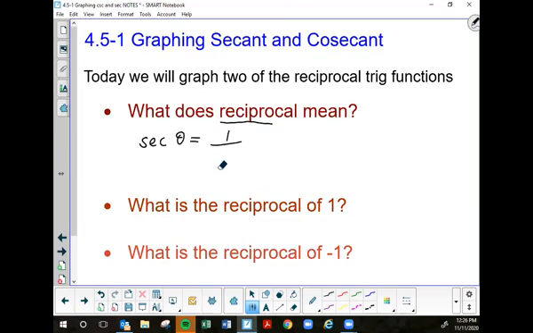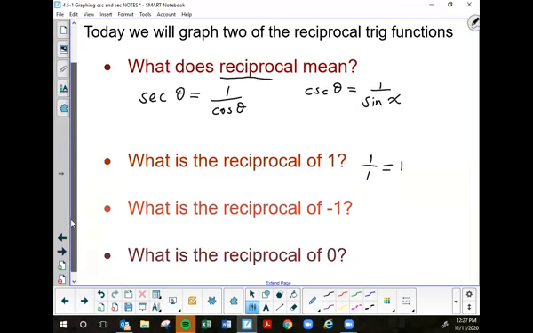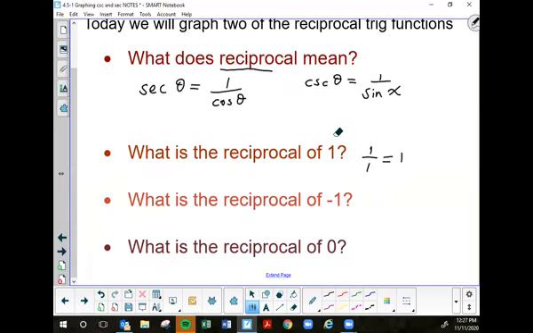Secant is the reciprocal of cosine, 1 over cosine. And when we want to graph a cosecant, cosecant is the reciprocal of sine. Reciprocal just means 1 over. So if I wanted to find the reciprocal of 1, the reciprocal of 1 is 1 over 1, which just equals 1. We're going to have to plot some of these points. That's why I'm talking about them. What's the reciprocal of negative 1? 1 divided by negative 1 equals negative 1.